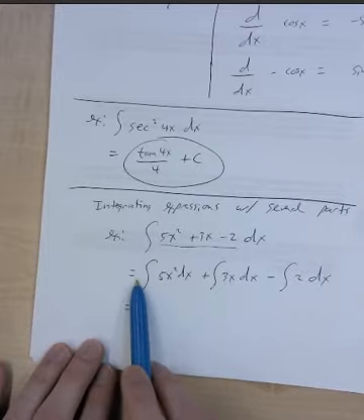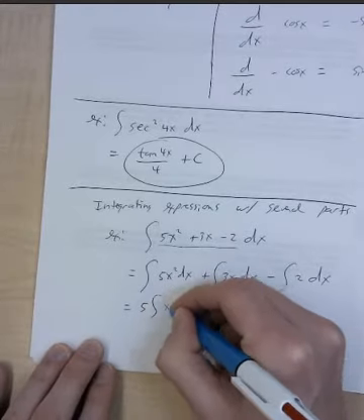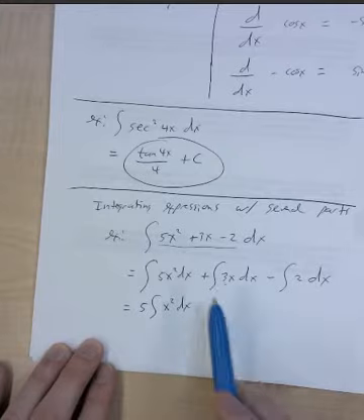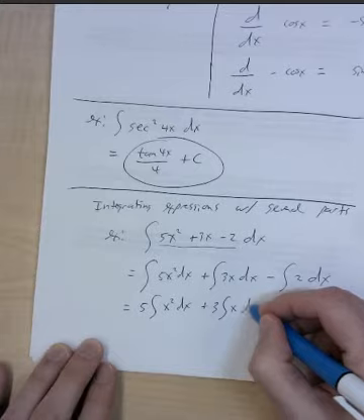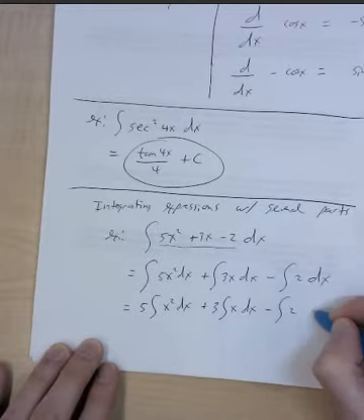So I'm really going to say that this is the same as 5 times the integral of x squared dx. I'm going to take the 3 and throw that on the outside as well, plus 3 times the integral of x dx, and minus, I'm just going to leave the 2 there because this one's easy to think of just as it is.